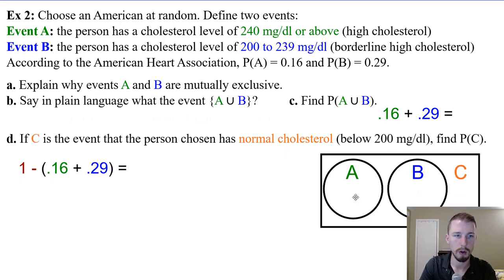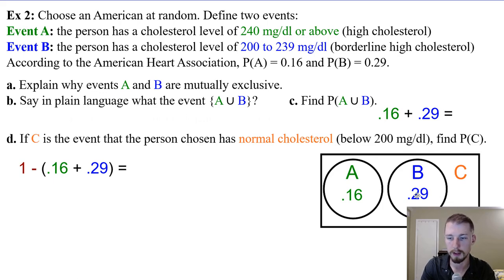All right, so the probability of event A they said was 16%. So 16% of Americans, they're saying, have high cholesterol. Surprised it's not higher. And then 29% have borderline. Okay, that makes more sense. So what percent have neither?